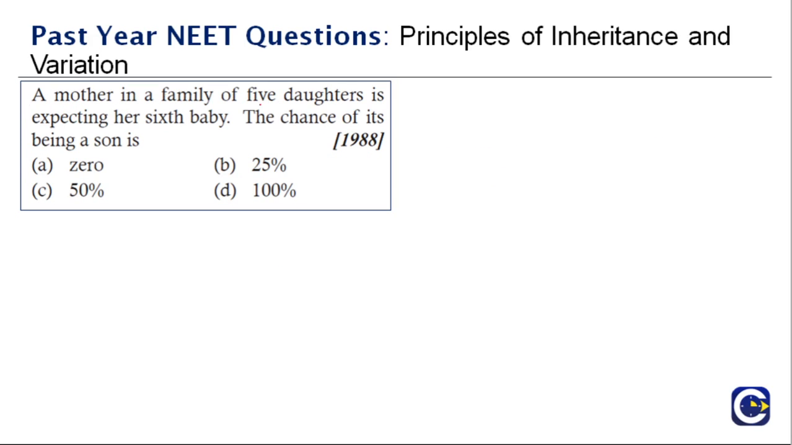A mother in a family of 5 daughters is expecting her 6th baby. The chance of its being a son is, so this is now again a mathematical question, right? No, it is not a mathematical question. It is again a question to confuse you. The chance of being a son is what? It is 50%. So the chance of being either a girl child or a boy child is always half. It is always 50% irrespective of which child it is. Okay, these are all independent events.